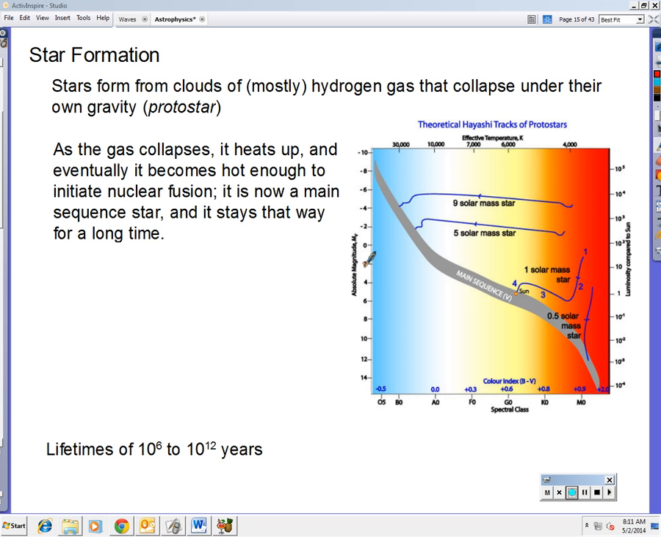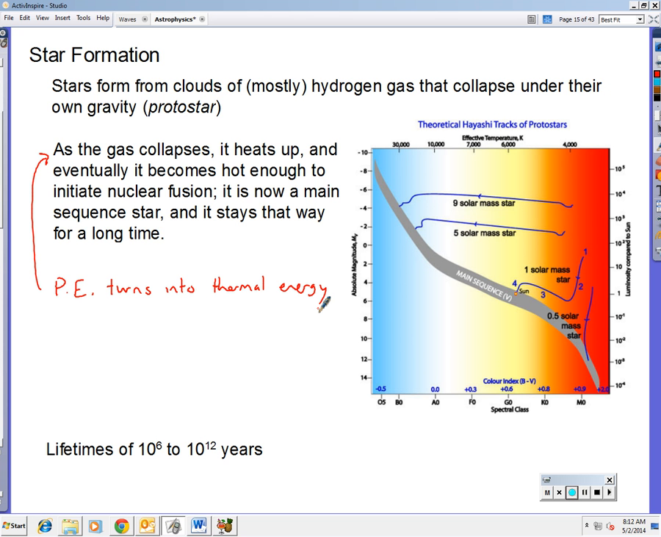We call those collapsing clouds protostars. Now, as the gas collapses, it heats up. What's happening is it's losing gravitational potential energy, and that gravitational potential energy is turning into thermal energy. And eventually, the temperature of the cloud, at least the center of the cloud, becomes hot enough to initiate nuclear fusion.